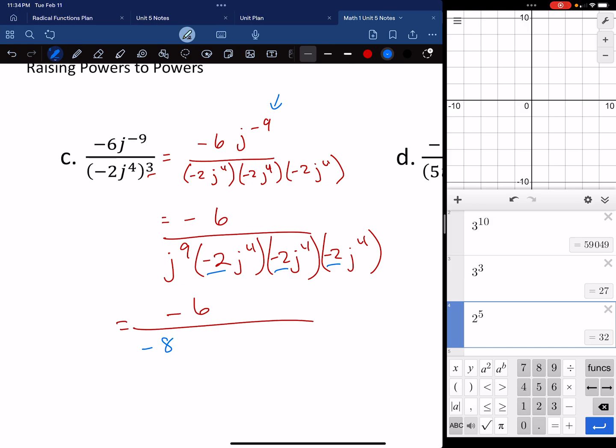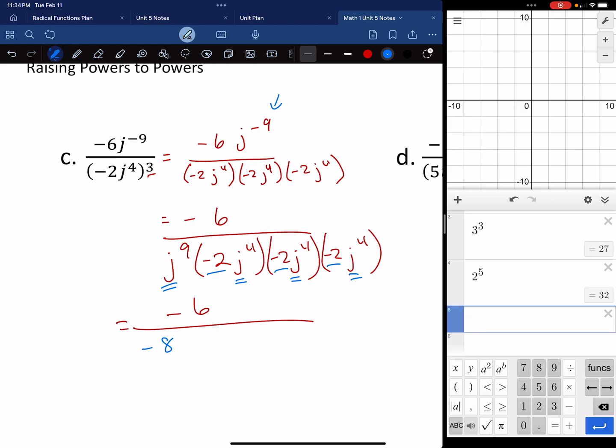And then I'm going to have all these j's on bottom, right? So we have 1, 2, 3, and 4 here. When we have the same base and different powers, we add the powers. So I can do 4 plus 4 plus 4 plus 9, and we'll have j to the 21st downstairs.